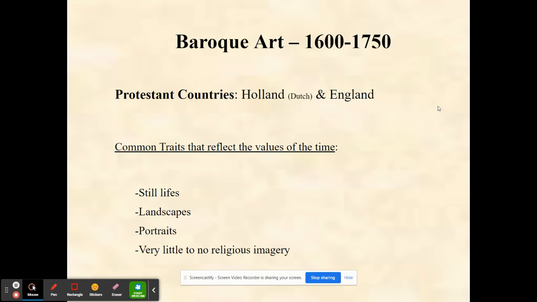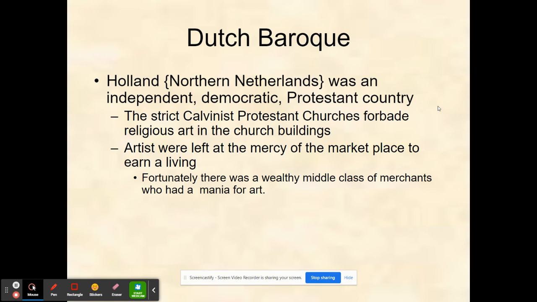In Holland and England also, we're going to see the beginning of the wealthy merchants. So we're going to see landscapes, we're going to see more portraits, we're going to see more common everyday lives, mainly because the merchants are the wealthy people buying these things. So the artists basically had to paint what the people wanted to buy, which are the wealthy middle class merchants that are growing.